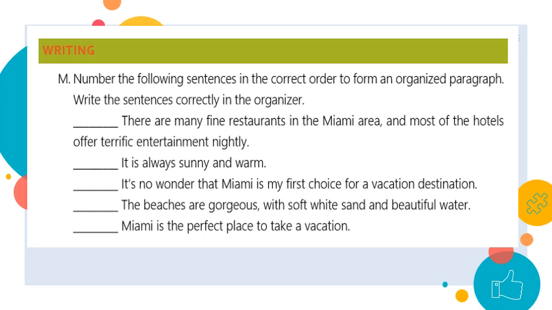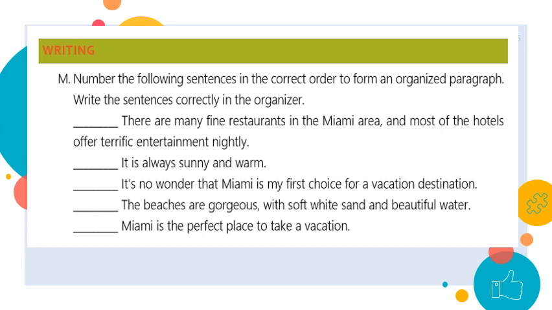Why? Now you'll see why I'm reminding you of the parts of the paragraph. Because number the following sentences in the correct order to form an organized paragraph. You see, an organized paragraph. To form an organized paragraph, I have to order the sentences correctly. So I have to start with topic, then details, then concluding sentence. Then write the sentences correctly in the organizer.